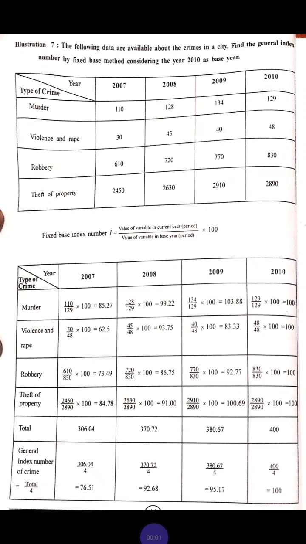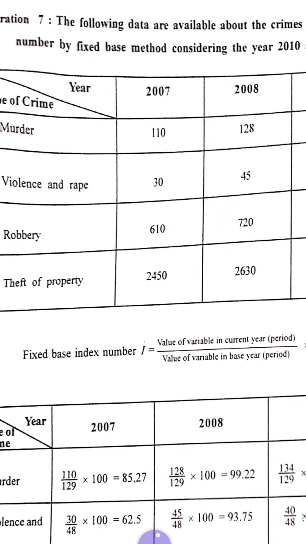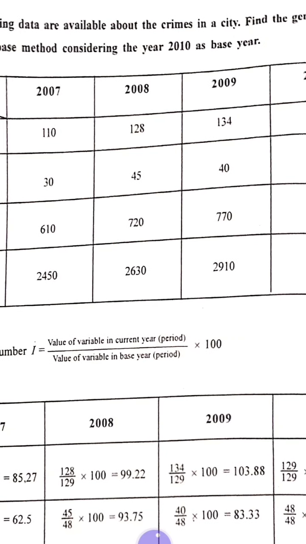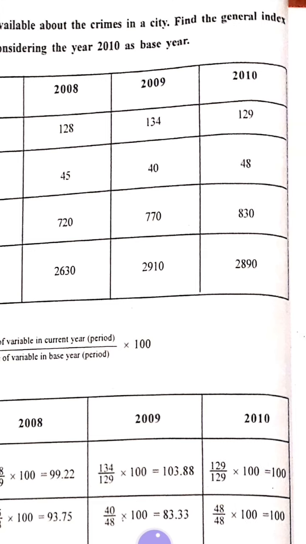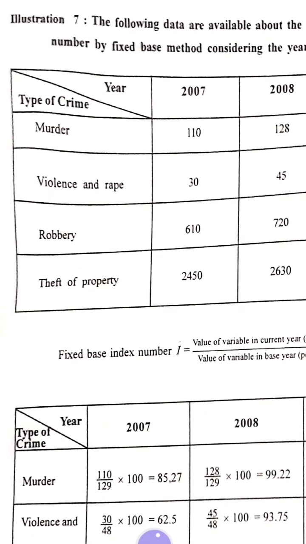Okay, now come to example number 7. This also I am giving you in homework because this is what we have already done. The following data are available about the crimes in a city. Data about the crimes in a city in different years. Find the general index number by the fixed base method. Again, children, see over here they told us the general price index number, right? And over here, what are the items? Over here, 3 types of crimes have been given to you, that is murder, violence and rape, and robbery, and also theft of property. So over here there are 4 different items.